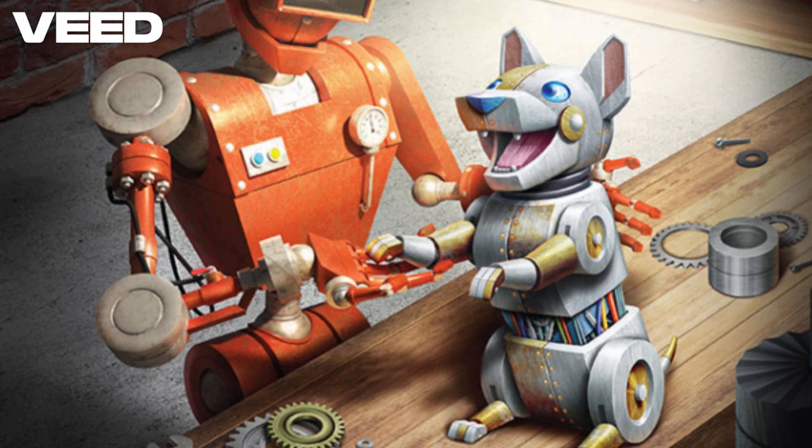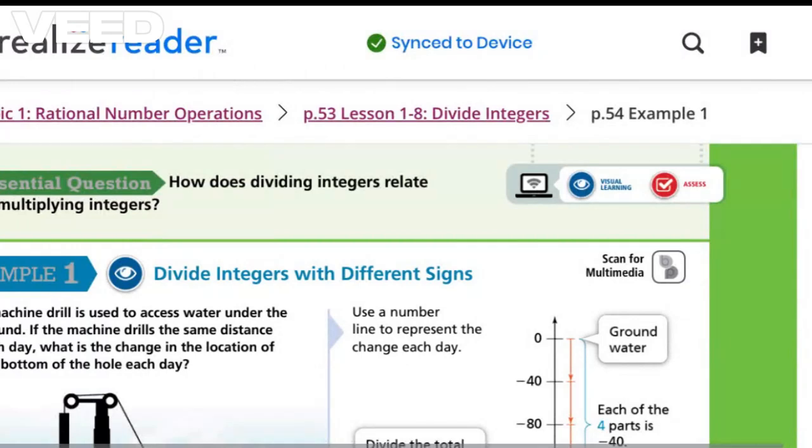All right, now let's look at page 54 and let's see what we have here. The essential question states, how does dividing integers relate to multiplying integers? That is our essential question. How is dividing integers and multiplying integers related?